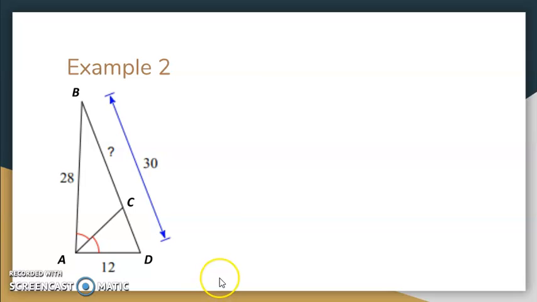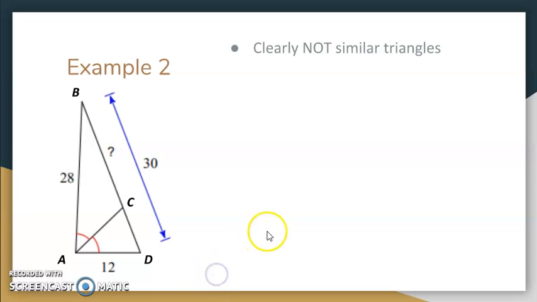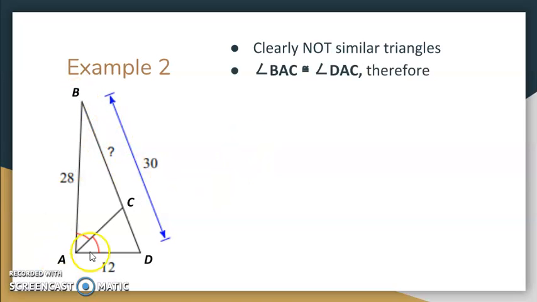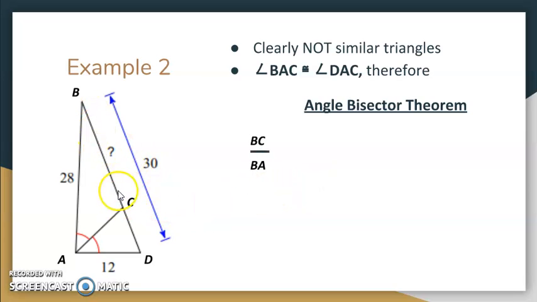Let's try another example. Go ahead and try it on your own for a minute. Excellent. All right. So looking at this, again, like the last one, these are clearly not similar triangles, but I do recognize that angle BAC here and DAC are congruent. Therefore, AC is a bisector, and I can use the angle bisector theorem. In this case, BC over BA is going to be proportional to DC over DA.